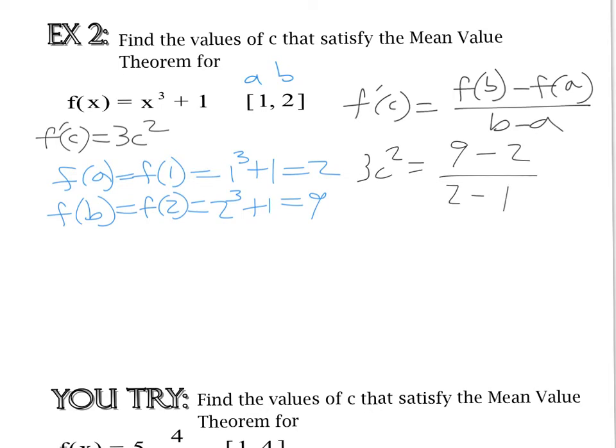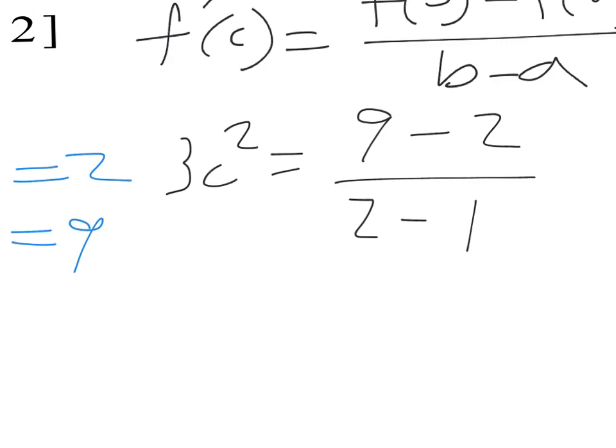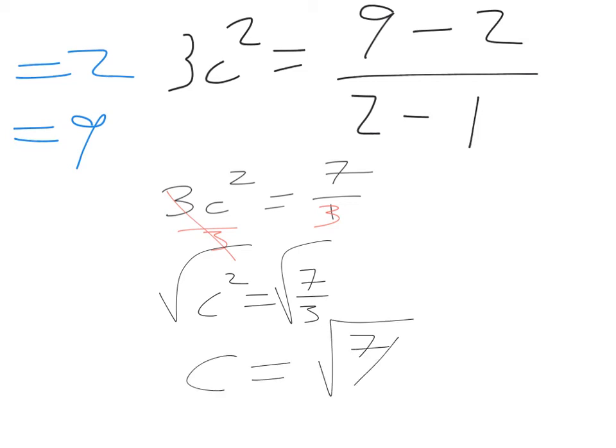Okay, let's zoom in and just solve this thing. So it's not always going to be nice and pretty like the last one. This one's actually going to be a little nasty, but it's not that big a deal. We get 3c squared equals 9 minus 2 is 7, and 2 minus 1 is just 1. So essentially this is 3c squared equals 7. And we could divide by 3. And so you would get c squared equals 7/3. Square root. And so you end up with the c value equaling the square root of 7/3.